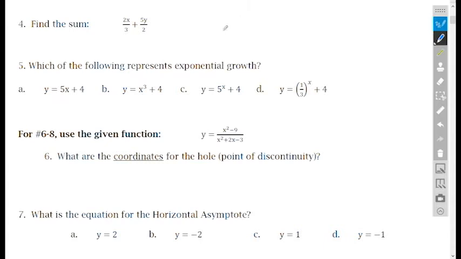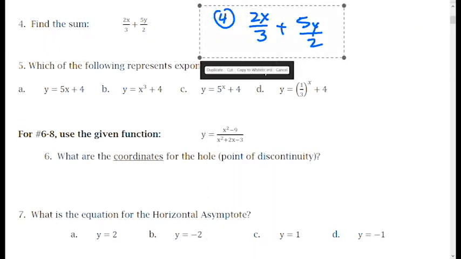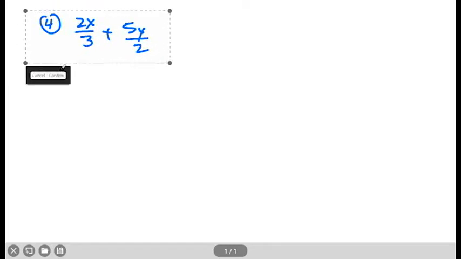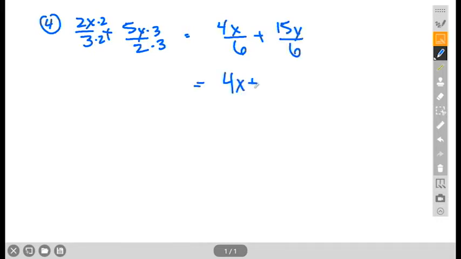Number 4, find the sum. Okay, so we just need to add these together, which means we just need a common denominator. So our common denominator here would be 6. So we'd have to multiply the first one by 2 and the second one by 3. So we'd have 4x over 6 plus 15y over 6. And now they can be combined over a single denominator, 4x plus 15y over 6.